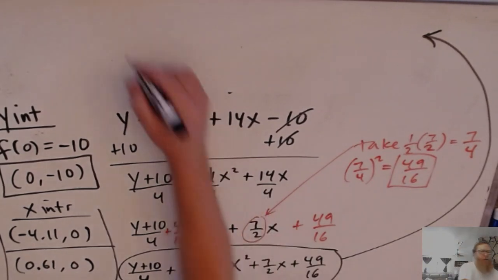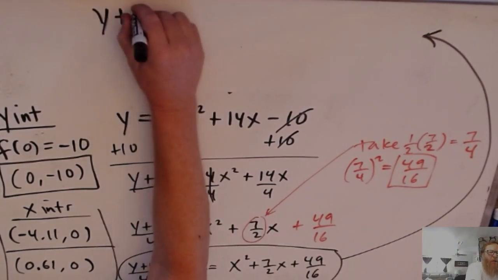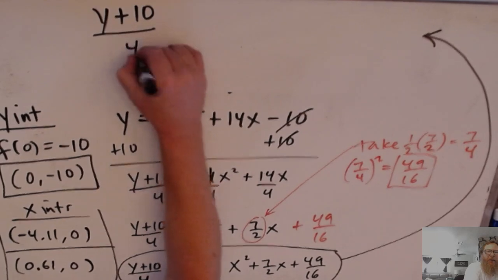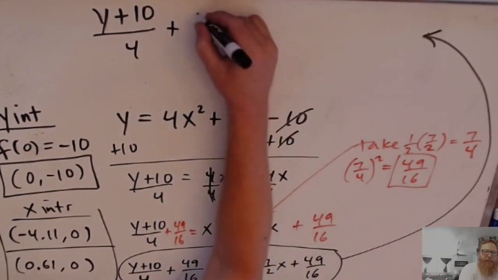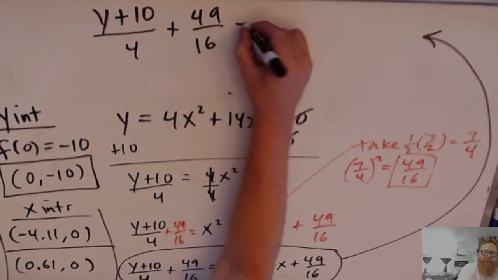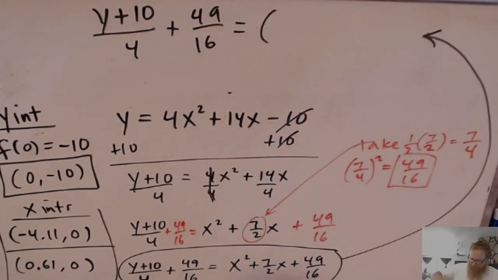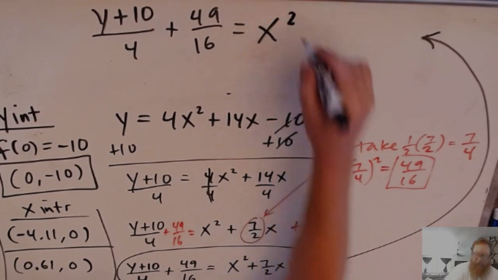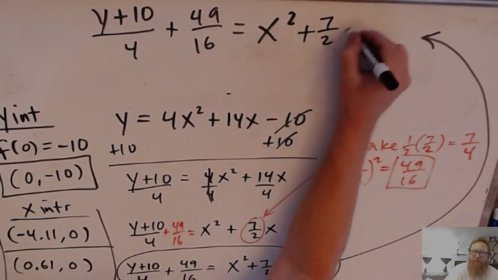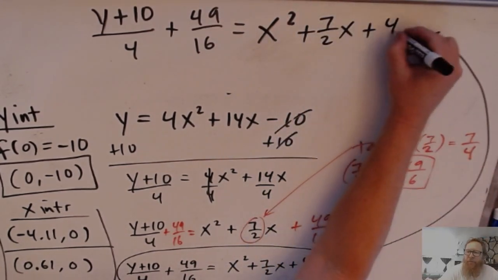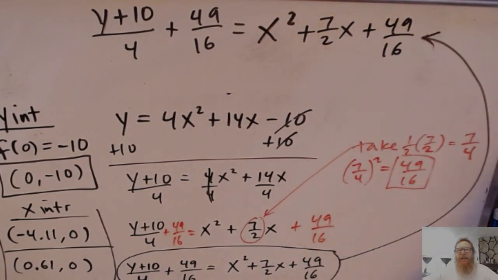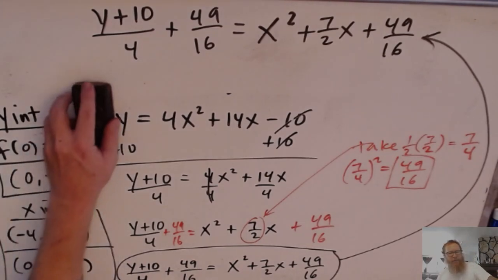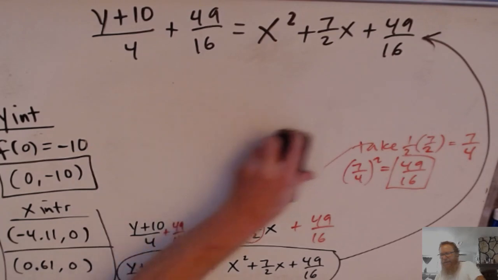Okay, so where are we at? I'm just going to copy the whole question again. I got y plus 10 over 4. It looks messy, but it cleans up nicely. 49/16. I'm going to factor the right-hand side. Let me write it down first before I factor it. It's x squared plus 7/2 x plus 49/16. I need the space here.